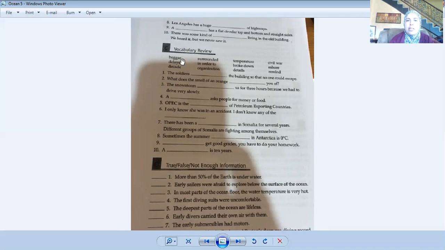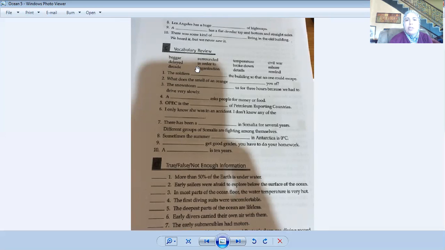So a beggar. A beggar is someone who asks for money and food. Here in Jordan, we find them, let me say, in streets sometimes, right? At crossroads. Yeah. Then we have the word delayed. Delayed means to make you late and not come on time or something like that. To be late, not on time. A decade is 100 years.